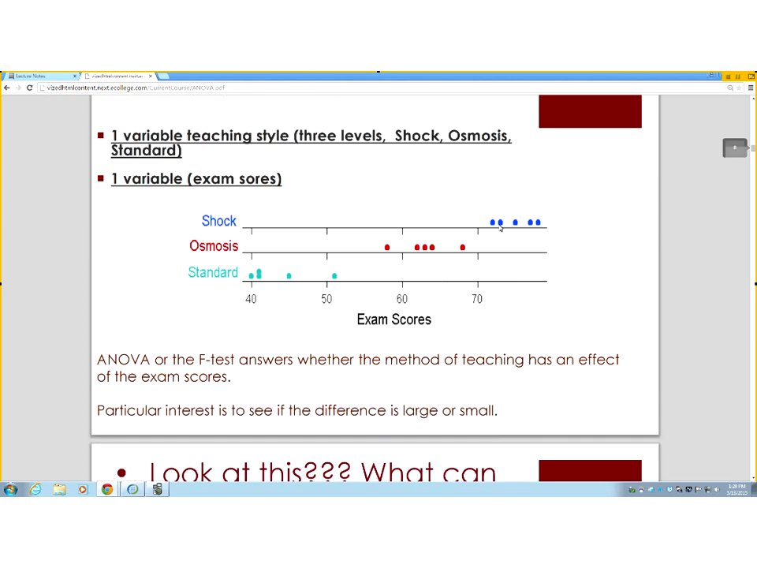So this is my data. For the shock therapy, look at the exam scores. Those are the blue data values. For osmosis, those are the red data values. And for the standard method, those are the green data values. You can see that we have 3 different groups. And what I would be interested in is, are the means the same or are they different?